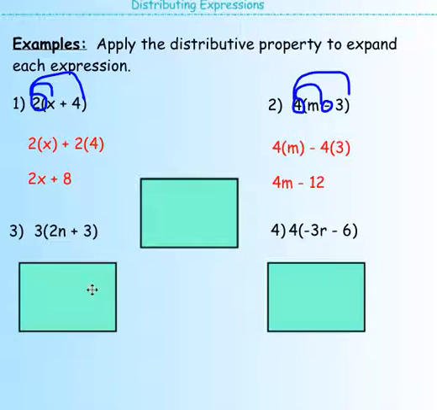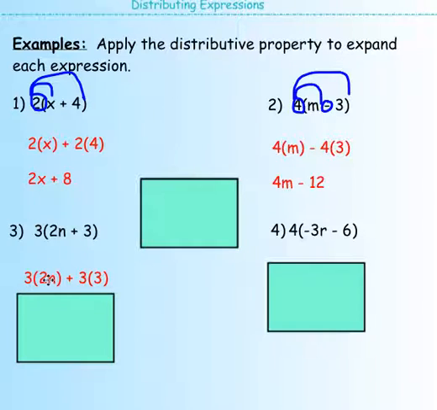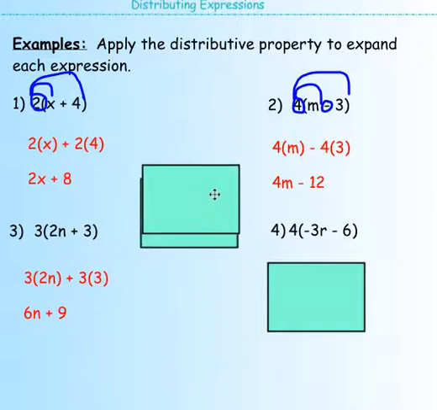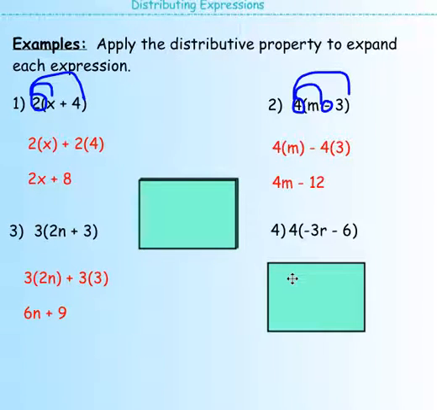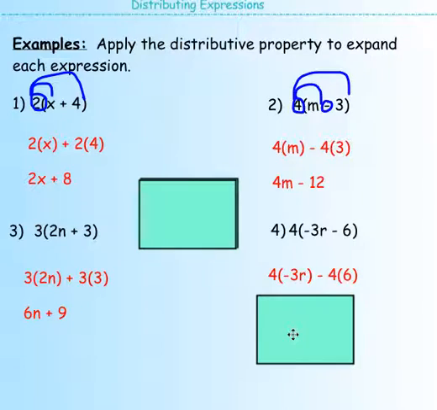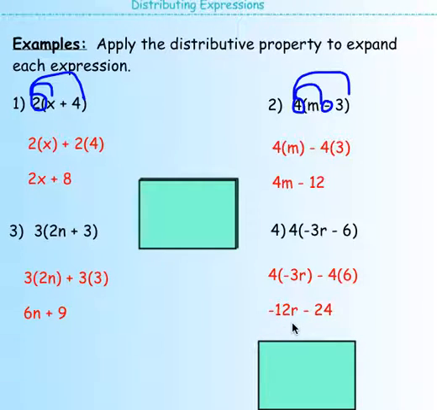Okay. Let's take a look at the next one. 3 times 2n plus 3 times 3. 3 times 2n is 6n, 3 times 3 is 9. Now let's take a look at this fourth one. 4 times negative 3r would be negative 12r. And then we bring down our minus, and 4 times 6 is 24. We get negative 12r minus 24.